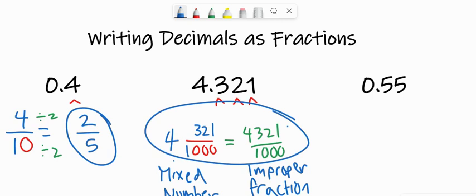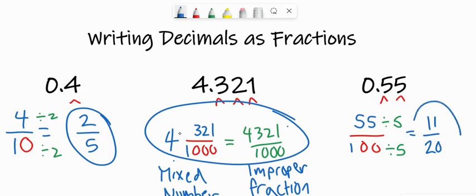And then 0.55. This one has 2 digits after the decimal, so that means there's going to be 2 zeros on the bottom. And then 55. And then we can reduce that, right? We can divide 55 by 5 and 100 by 5, and you get 11/20. And I can't reduce that anymore. That's my final answer. So pretty straightforward when it comes to terminating decimals.